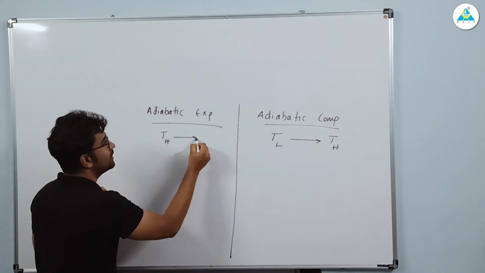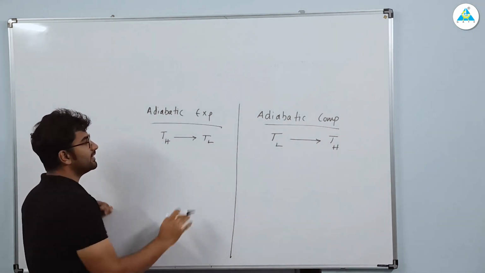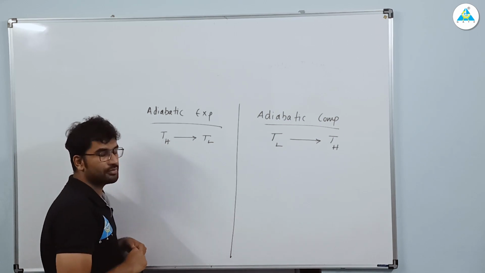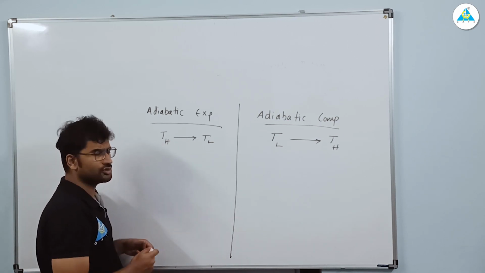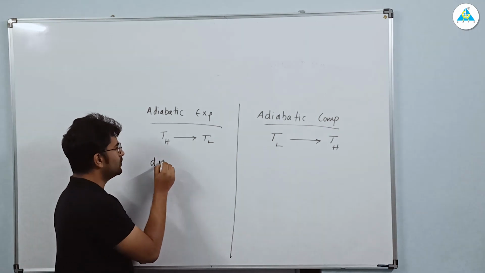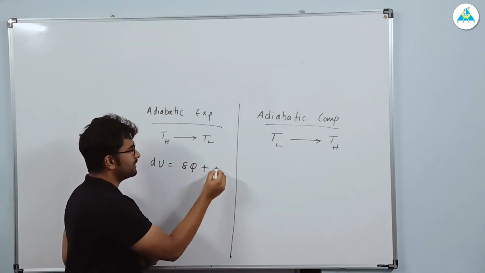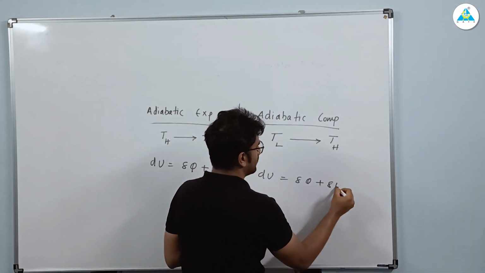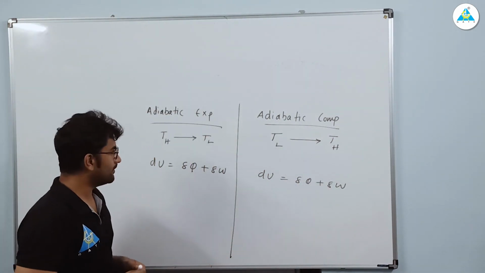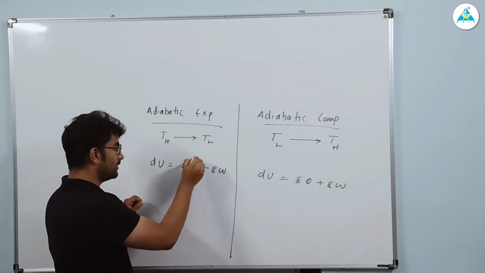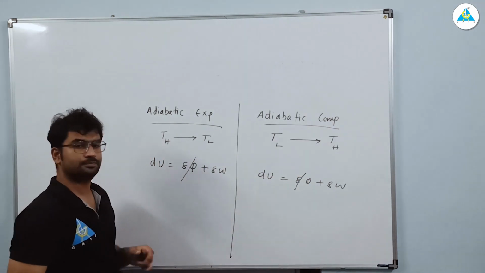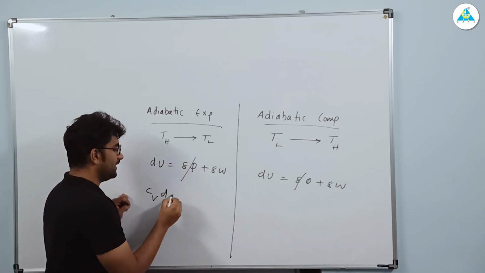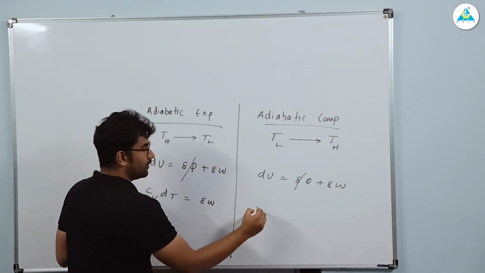Temperature TH to TL. तो आपका initial temperature है TH, फाइनल टेम्परेचर है TL इन एक्सपेंशन. एडियाबैटिक कंप्रेशन में क्या है? TL to TH. सो फर्स्ट लॉ इक्वेशन क्या है? दैट इज du इज इक्वल टू del Q प्लस del W. कौन सा टाइप ऑफ प्रोसेस है? एडियाबैटिक. सो del Q कैंसल्ड ऑन बोथ. आइडियल गैस है तो व्हाट इज द इक्वेशन ऑफ U? U इज CVdT इज इक्वल टू del W.